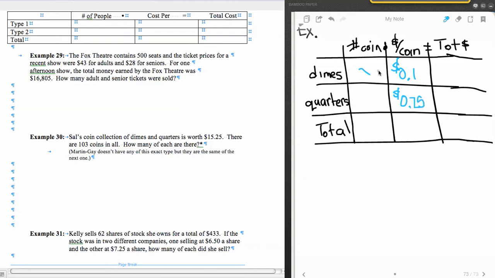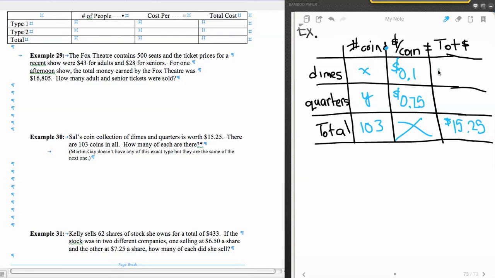The number of dimes, I don't know, I'm going to call it X. The number of quarters, I don't know, I'm going to call it Y. The total number of all, I have 103 coins, so that's what goes in there. There's no mixing here. And then the amount of money that I have is my grand total, right? So my total is $15.25.